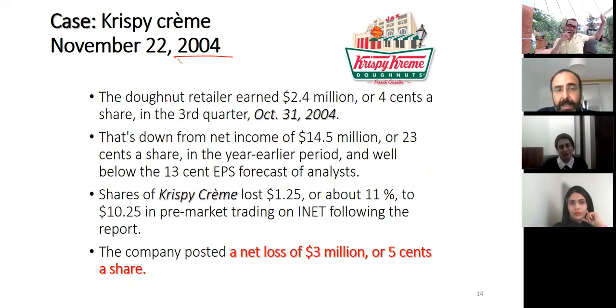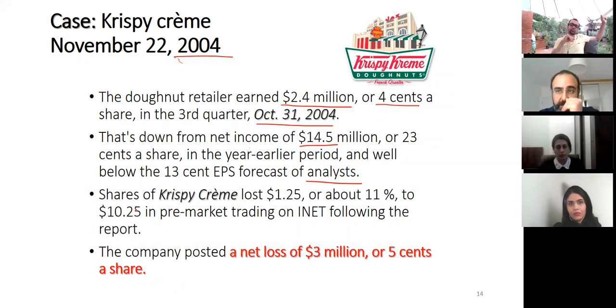The donut retailer earned 2.4 million or 4 cents a share in the third quarter, October 31st, 2004. That's down from net income of 14.5 million or 23 cents a share in the year earlier. So last year it was 14.5. This year it went down to 2.4 million. And this 4 cents was well below the market analysts' expectation of EPS.